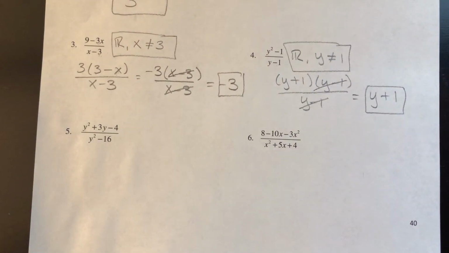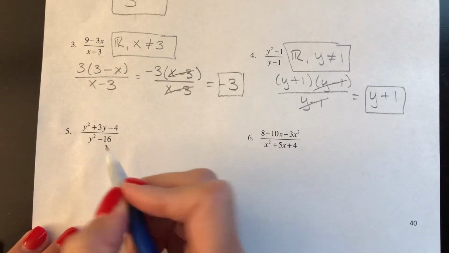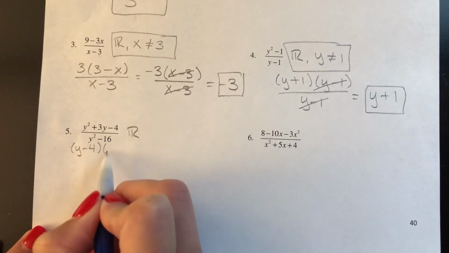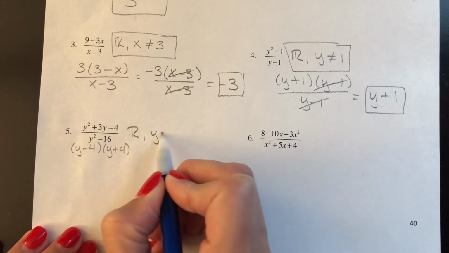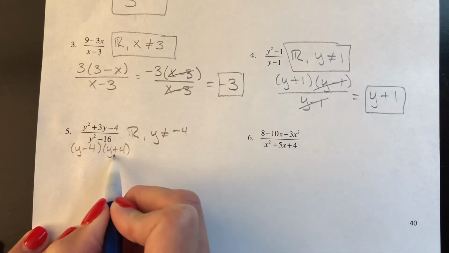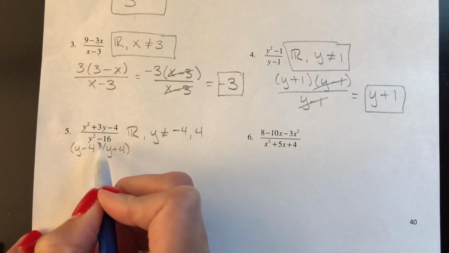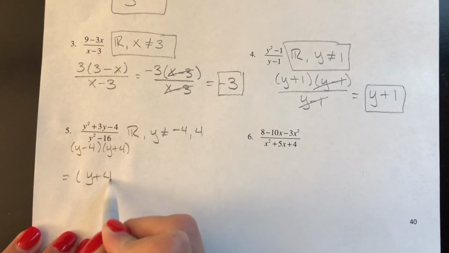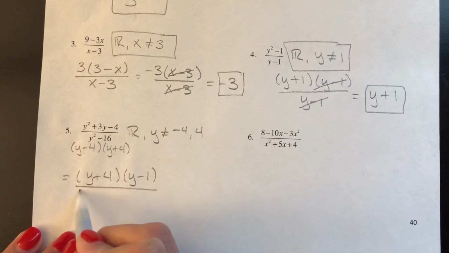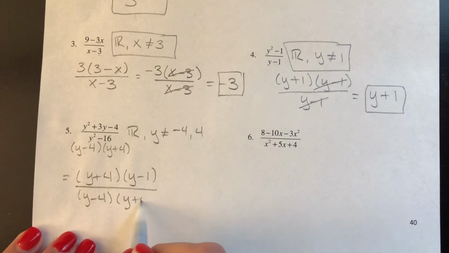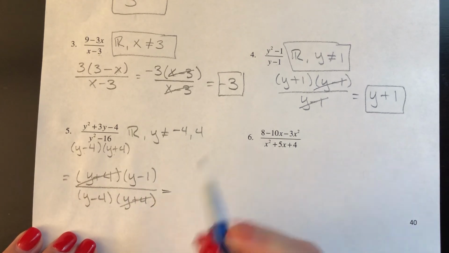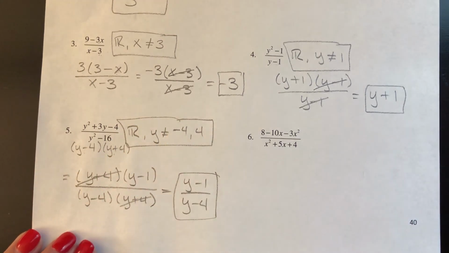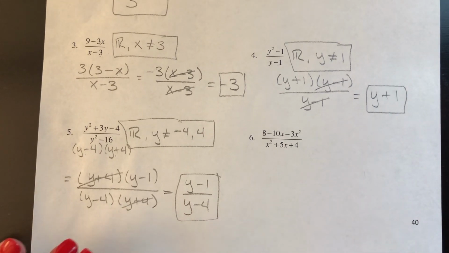All right, let's look at this. So this would be all the reals, and then if I factored this, I would see that y cannot be -4 or positive 4. And then I have to factor the whole thing. So I'm going to factor the top, and then the bottom. Divide out my common factors, and I'm left with my answer there, of course, with my domain. All right, last one. Let's see how you did on that one.